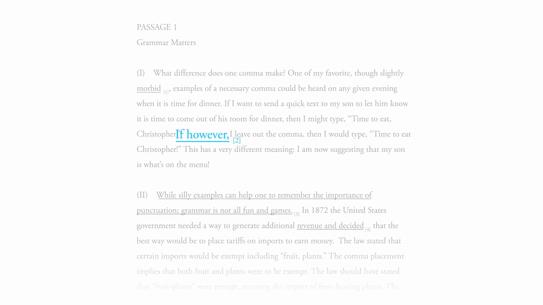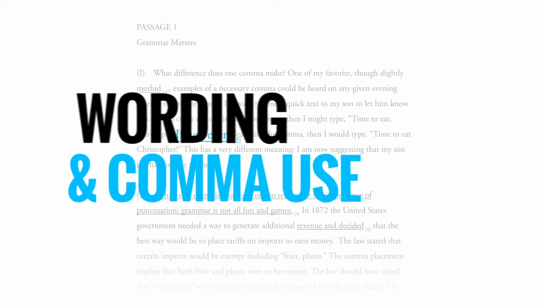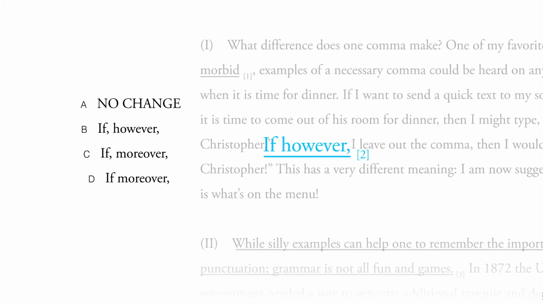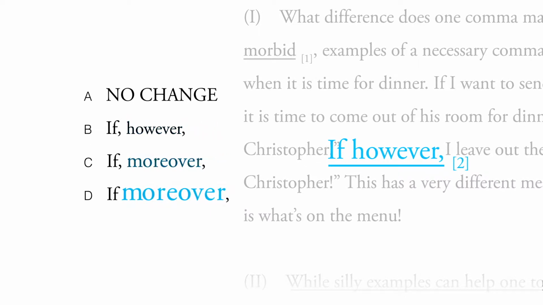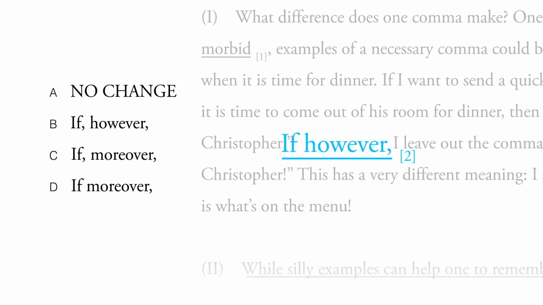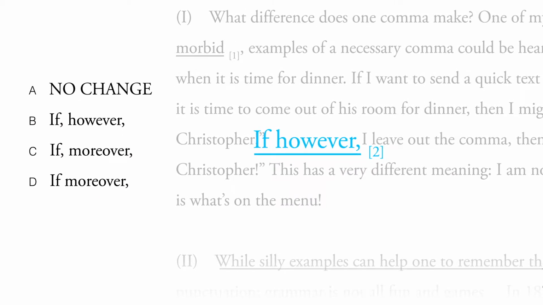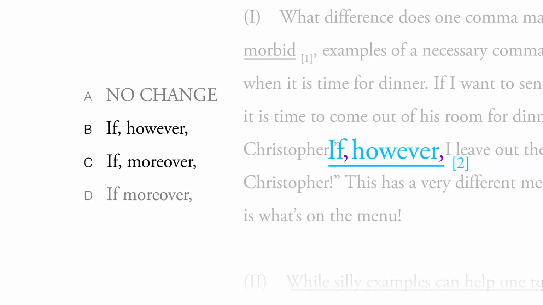Okay, question number 2. This question focuses on wording and comma use. When you look at the answer choices, you see that there's various transition words, but there's also various commas. The comma issue is simpler to solve. When you have a transition word in the middle of a sentence, you need to put a comma both before and after. So this means that choice A is out, and so is D.